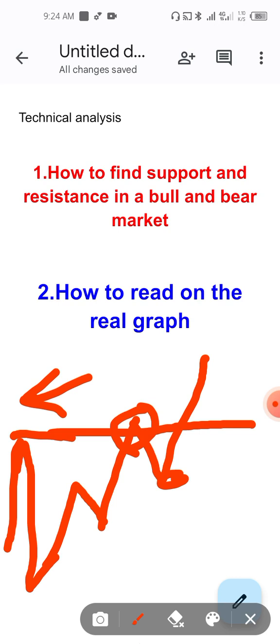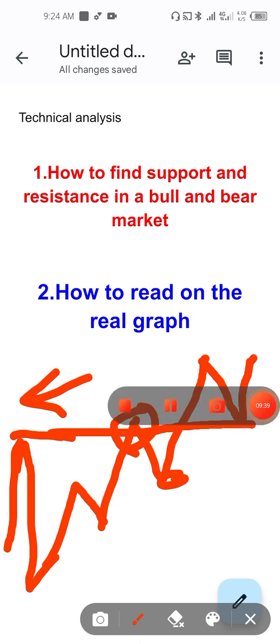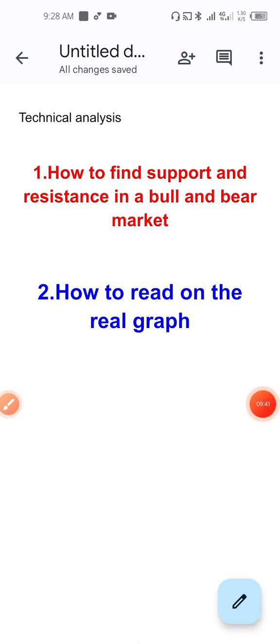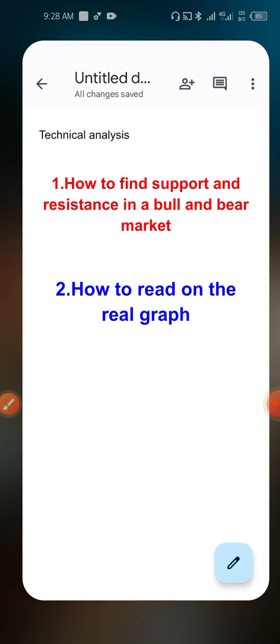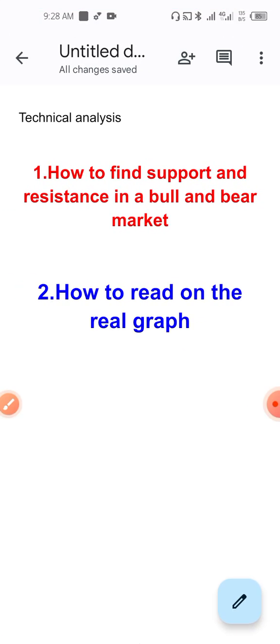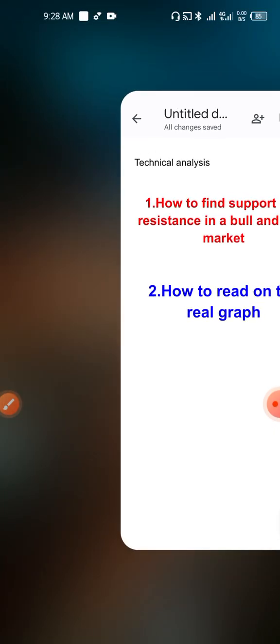Now this is it. If it comes back here, if it tries to come down and bounces, you can identify that. Now, if you have not understood how to identify that support or resistance from the graphs I was drawing, don't worry, because right now we are going into the real graph.